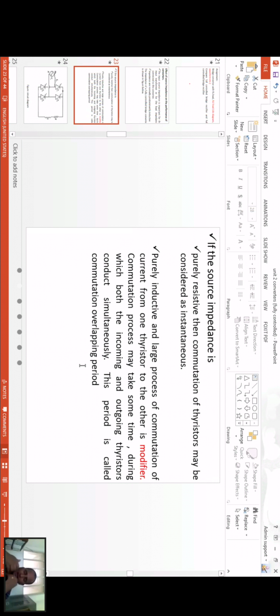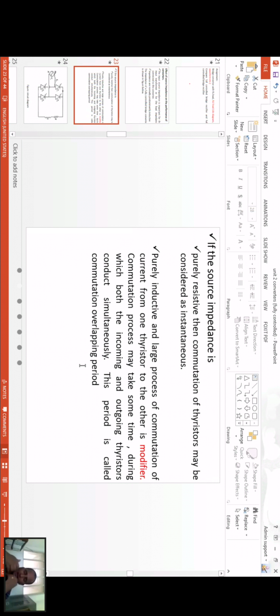To be precise, this is the voltage. At omega t equals pi, the voltage becomes 0, but the current does not become 0; it goes beyond this point. These changes take place gradually due to the overlap period. This is the overlap angle, which is known as the overlap angle mu.